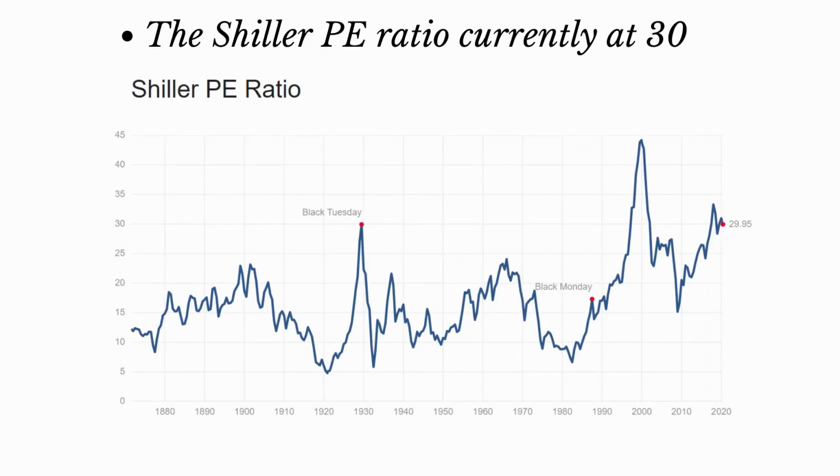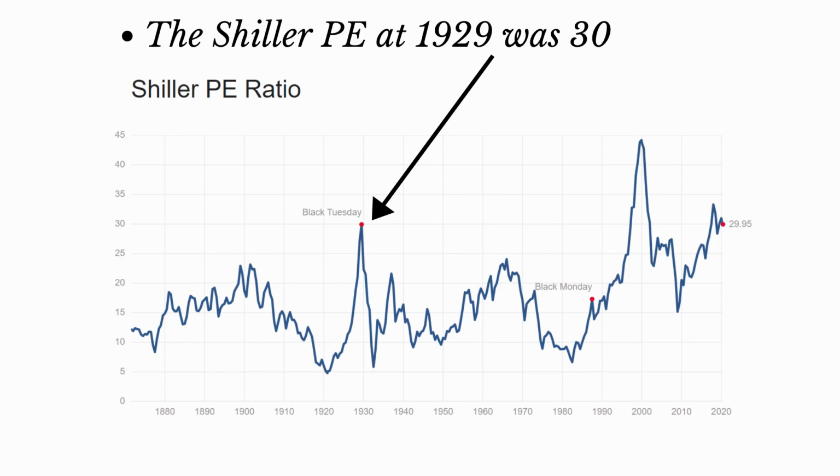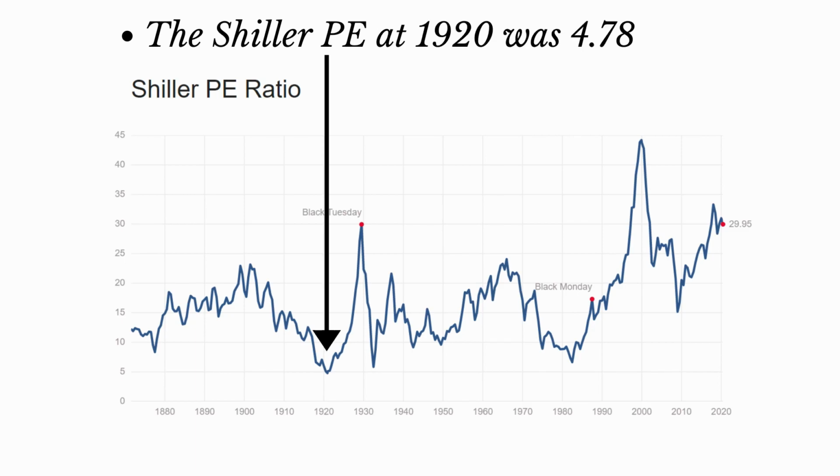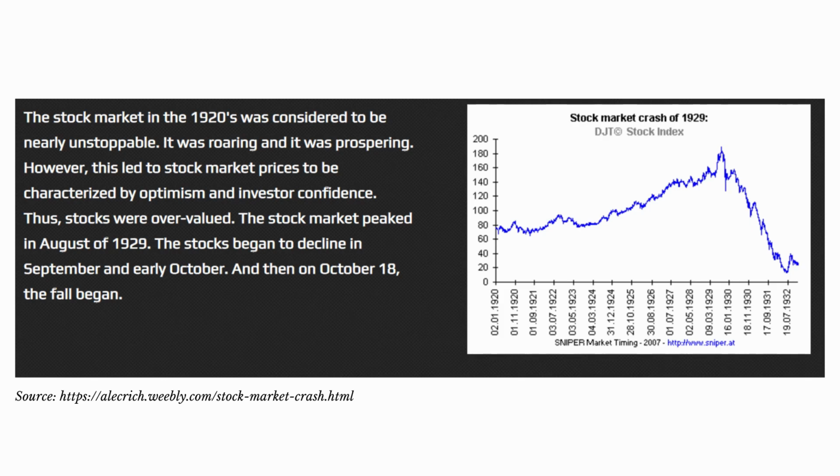So currently the Shiller PE ratio is trading at 30. One of the highest since 1880. Around 1929, the ratio was at 30, and back in 1999, the dot-com bubble, it was at 44. To put things into context, the minimum reading was 4.78, and it was back in 1920. And if you remember, in 1920, what followed that year was the Roaring 20s. We had one of the greatest runs in the history of the financial markets.